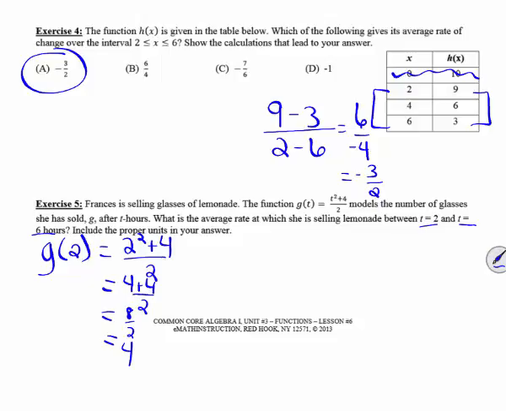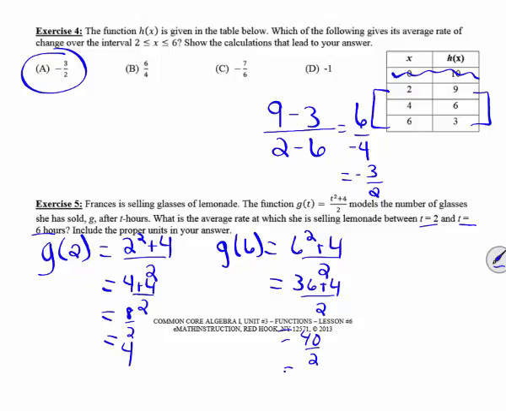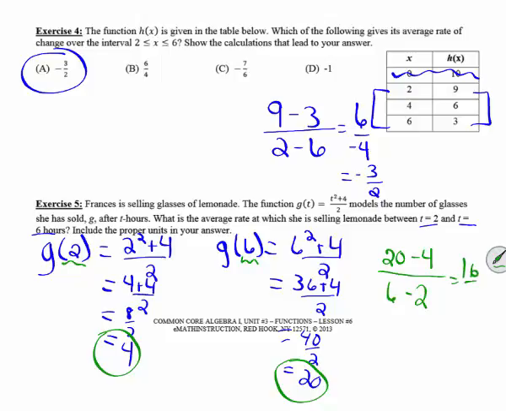Now I have to do the same thing for 6. So g of 6 is going to be 6 squared plus 4 divided by 2. So 36 plus 4 divided by 2, that's 40 divided by 2, so that's 20. Now that I have my numbers, I have to set up and do my subtracting. So we're going to have 20 minus 4, those are my outputs, divided by the inputs, 6 minus 2. So 20 minus 4 is 16, 6 minus 2 is 4, so 4.